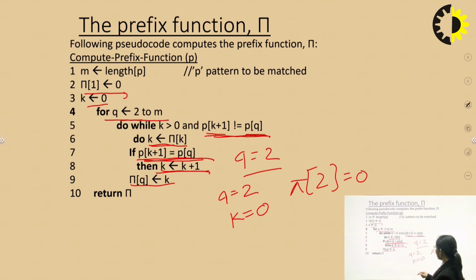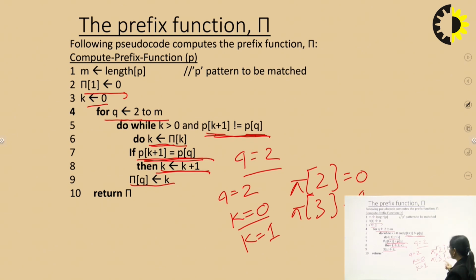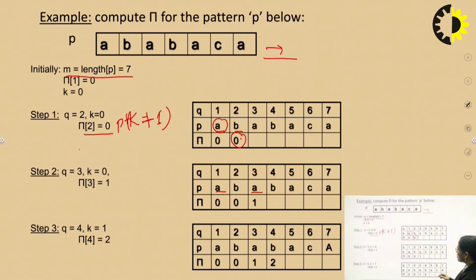Here k equals 0 and we set k equal to k plus 1, that means the value of k equals 1, and pi[q], that means pi[3], equals k. So we have to set the value of pi[3] equal to 1. So here we have put the value of pi[3] equal to 1. Now we have to move forward.